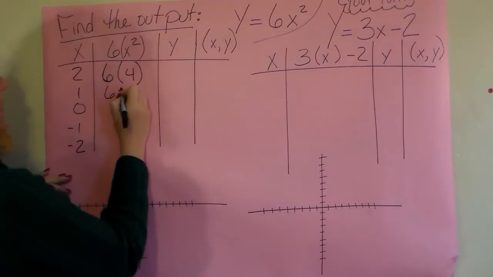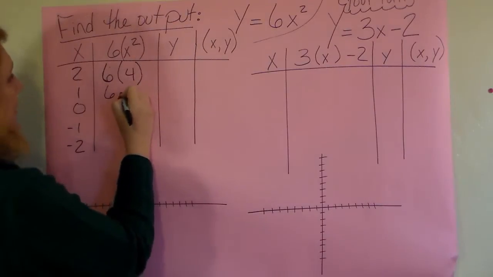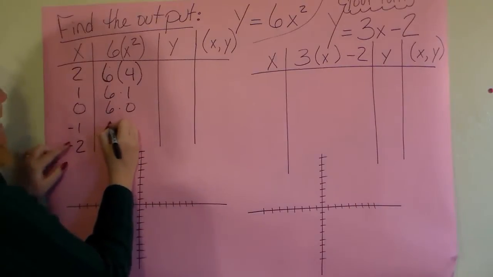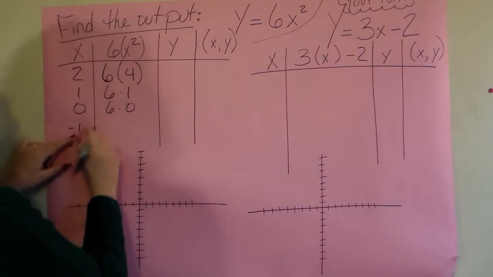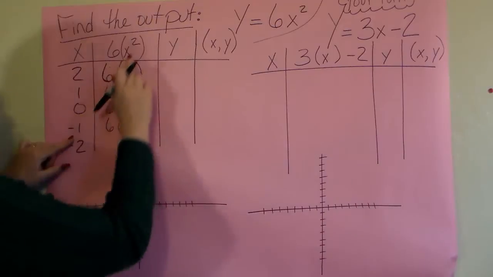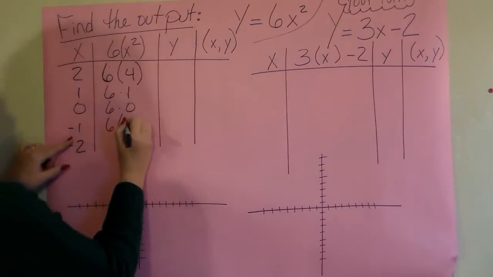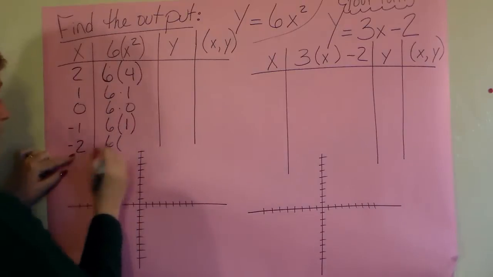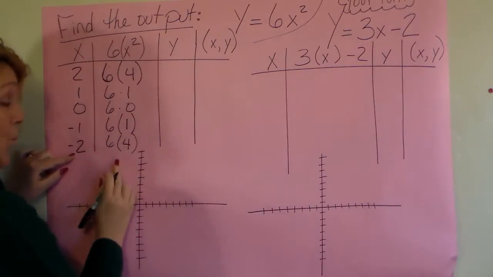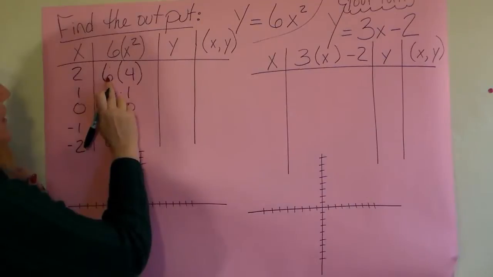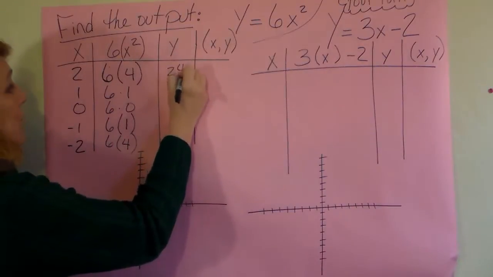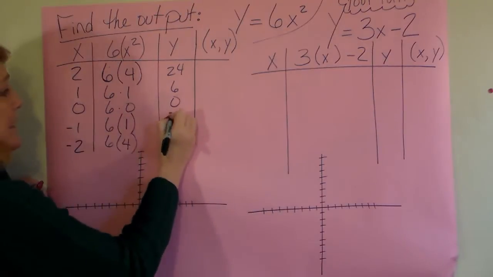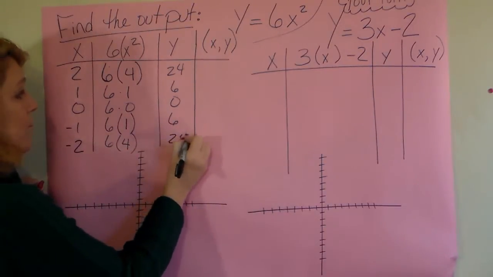6 times 1 squared is 1. Okay, 6 times 0 is 0. 6 times -1 squared: 6 times -1 times -1 is +1. -2 times -2 is +4. So 6 times 4 is 24. 6 times 1 is 6. 6 times 0 is 0. 6 times 1 is 6. 6 times 4 is 24.